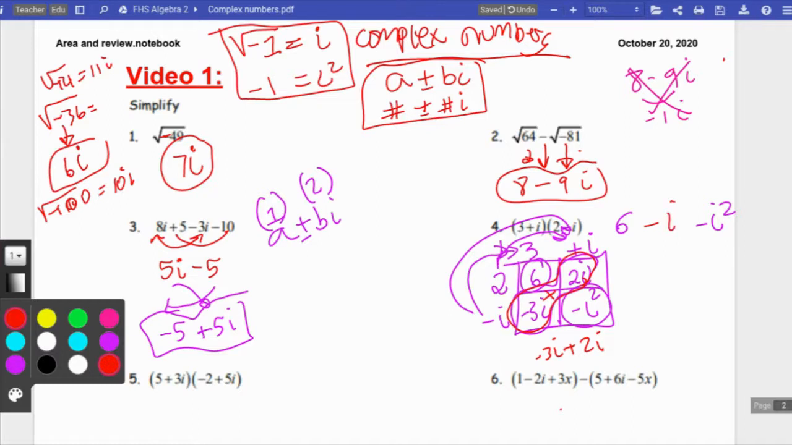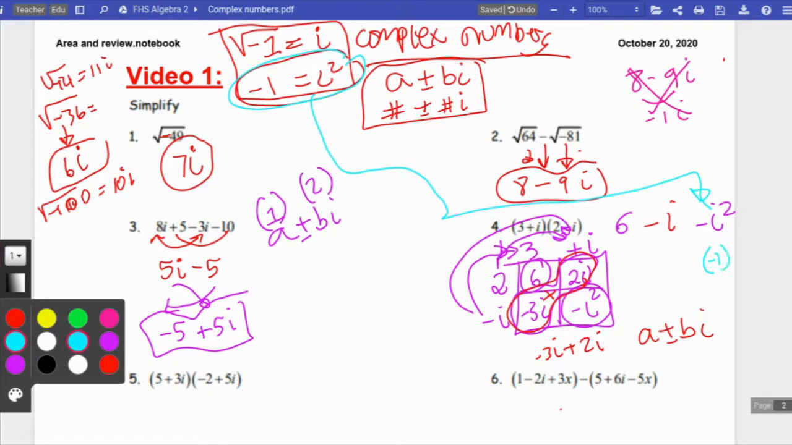All right, so now we're not done. How do we know we're done? You will know when you're done when you have something like this. If you remember, I mentioned earlier about this right here. Because I have i squared, that needs to turn into a negative 1. So parentheses, negative 1.